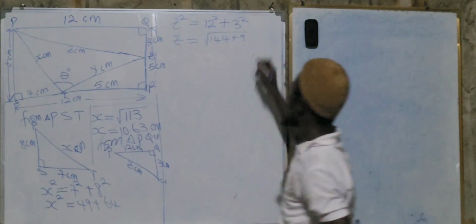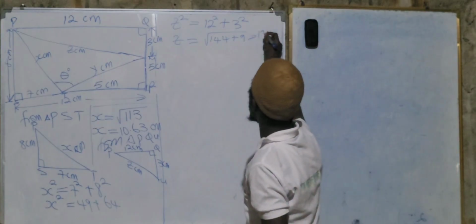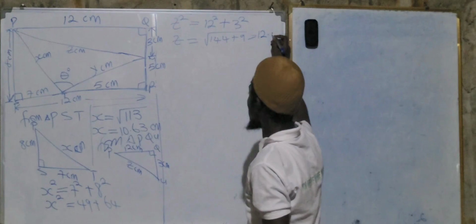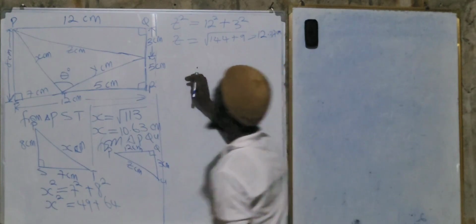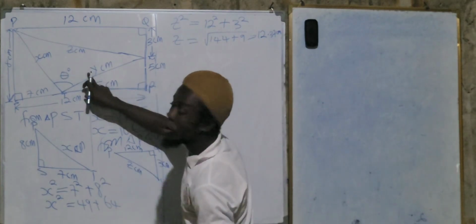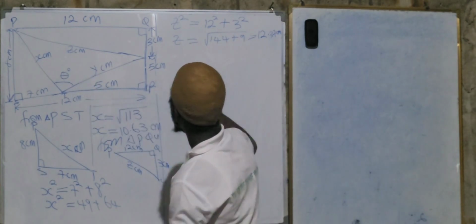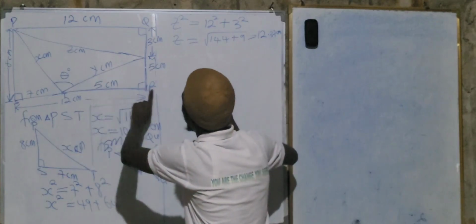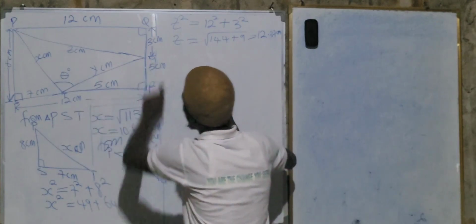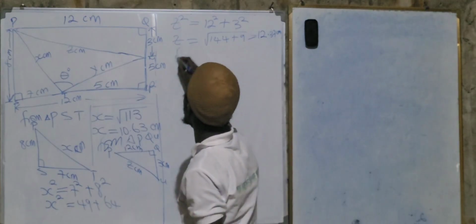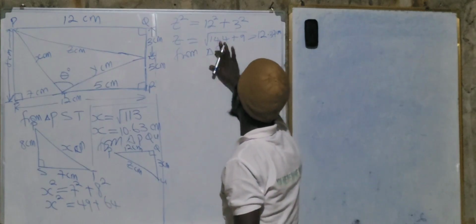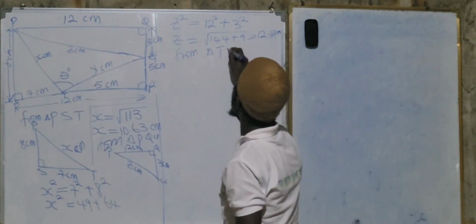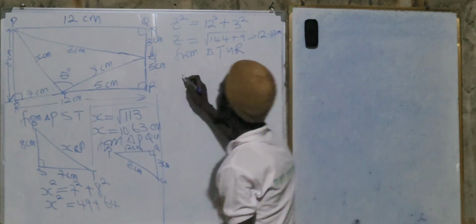Everything. 12.37. We have 12.37 centimeter. Okay? Now next, we have one unknown. What is that angle? Angle RTU, so say from angle TUR. TUR.